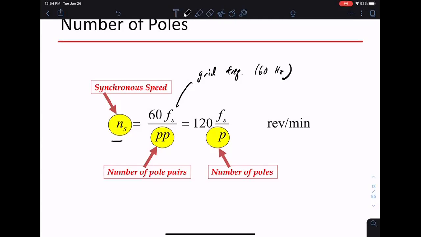Okay, so can I speed up the synchronous speed? Can I increase the synchronous speed? Adding number of poles decreases the speed. Can I increase the speed? So you have a washing machine and you want to turn faster than 60 hertz. Can you increase this? I can decrease it, that's certainly fine. Can I increase this?